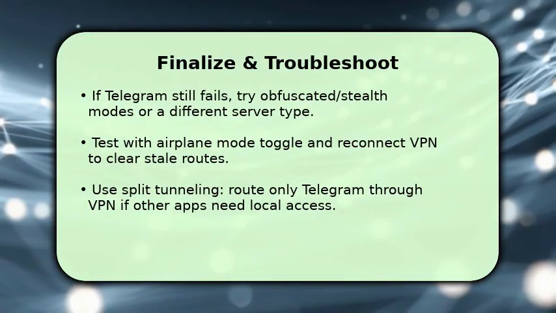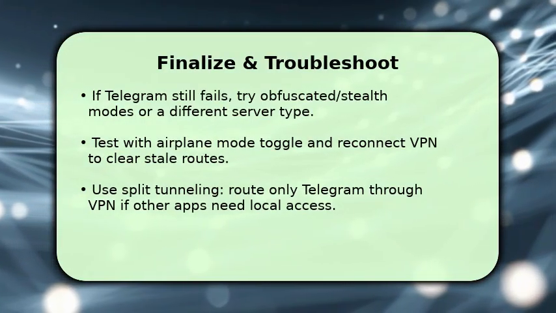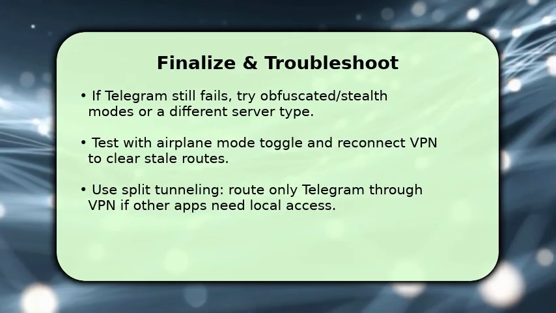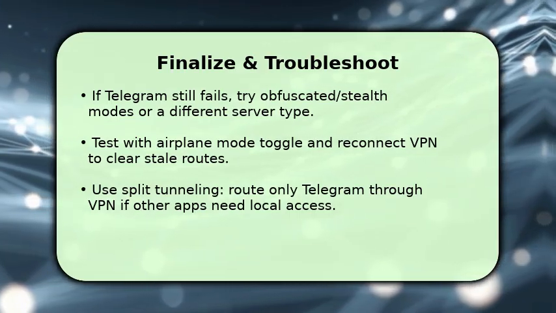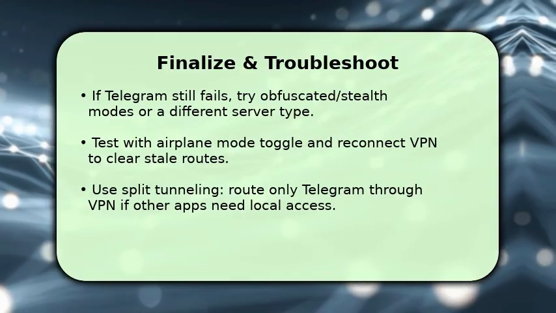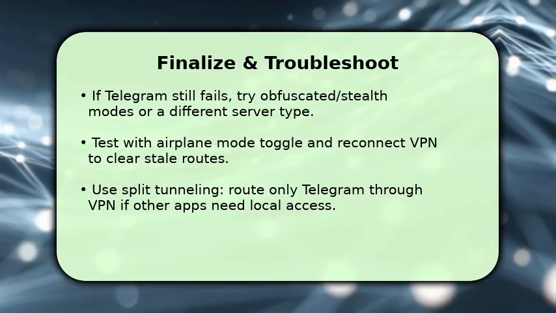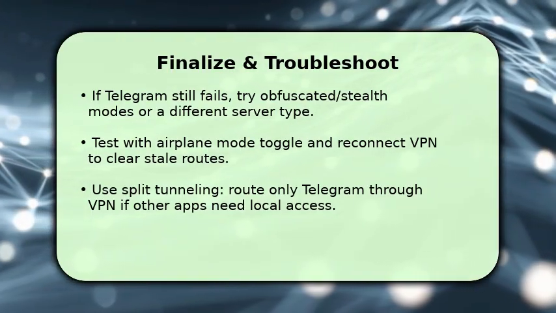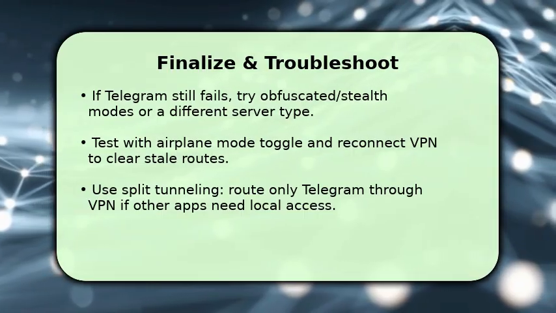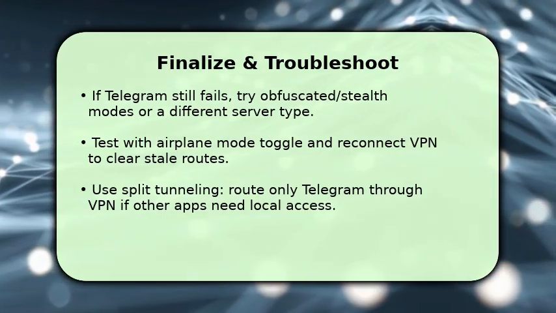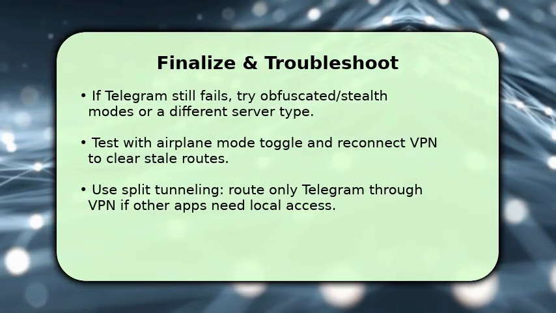To finish, verify Telegram works under the VPN by sending a message or joining a channel. If you hit errors, switch to an obfuscated server or change ports. Many VPNs offer stealth mode specifically for blocked apps. Once done, enable split tunneling if you only want Telegram routed through the VPN to preserve speed for other apps.